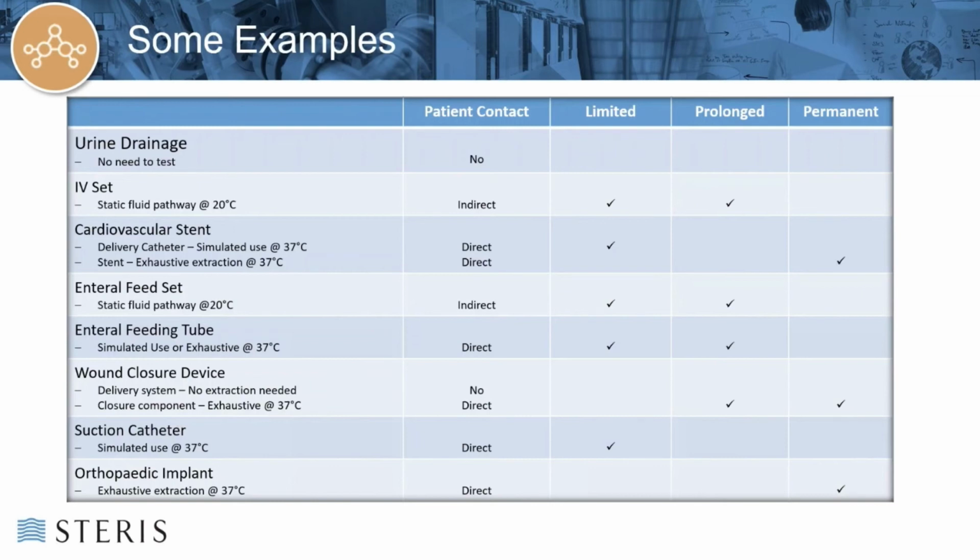The closure component would be tested by exhaustive repetitive extractions at 37 degrees Celsius. A suction catheter has limited direct patient contact and would be tested by simulated use or single extraction at 37 degrees Celsius. An orthopedic implant would have permanent direct patient contact within the body and would be tested by exhaustive repetitive extraction at 37 C. Again, Annex C provides a flowchart that is very useful in this evaluation.